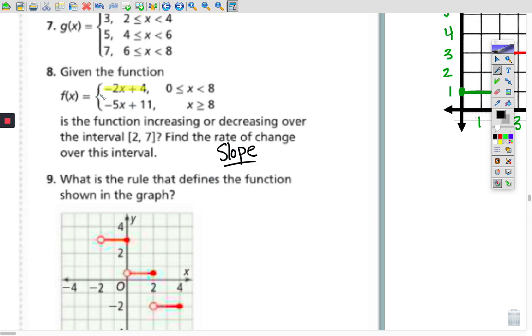Can somebody look at this equation and tell me what the slope of this function is? 2. The slope is 2, but what's in front of the 2? Negative. So the slope is negative 2. So if the slope is a negative number, is it increasing or decreasing? Decreasing. So for 8, I wrote decreasing, and what's the rate of change? Negative 2.